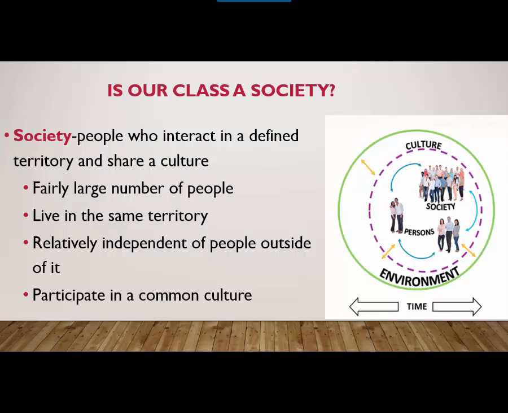Another way we can define society is by looking at the criteria that one must meet in order for it to be considered a society. So first of all, it needs to be a fairly large number of people, although in today's world, what that means is very different than what a fairly large number of people would have meant back during hunting and gathering times. They need to live in the same territory, so that they can regularly interact and be interdependent upon one another. They need to be relatively independent of people outside of it.